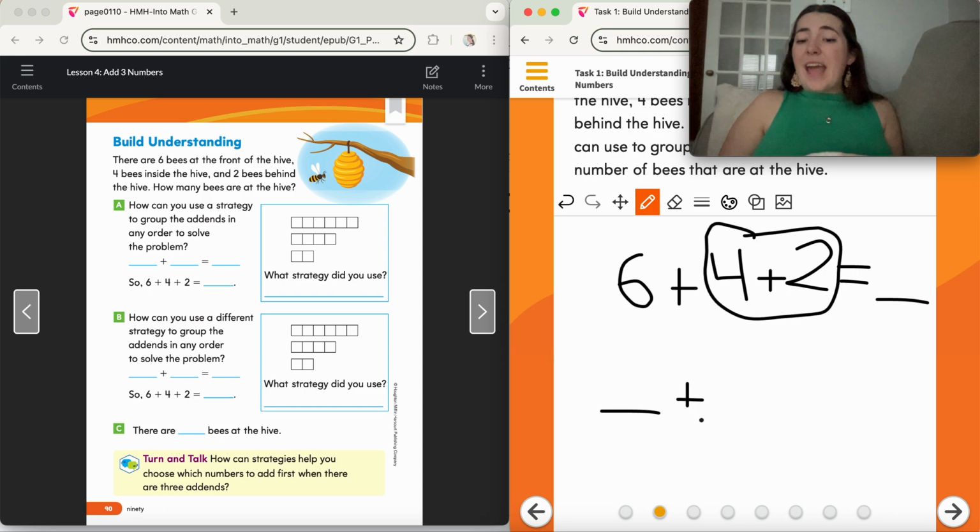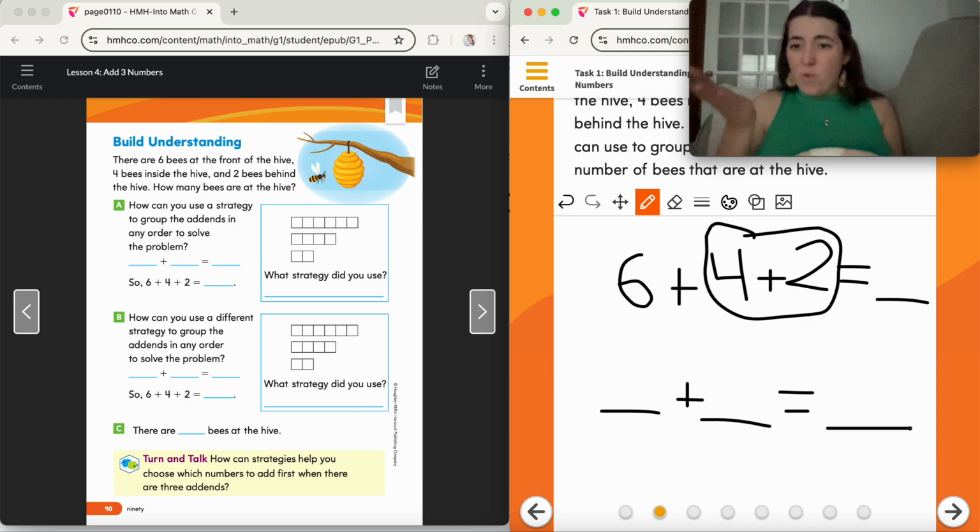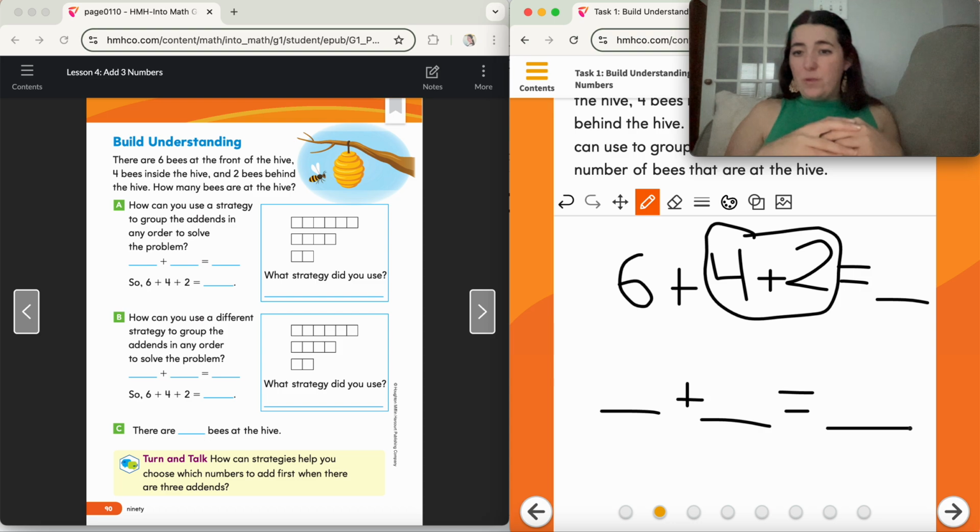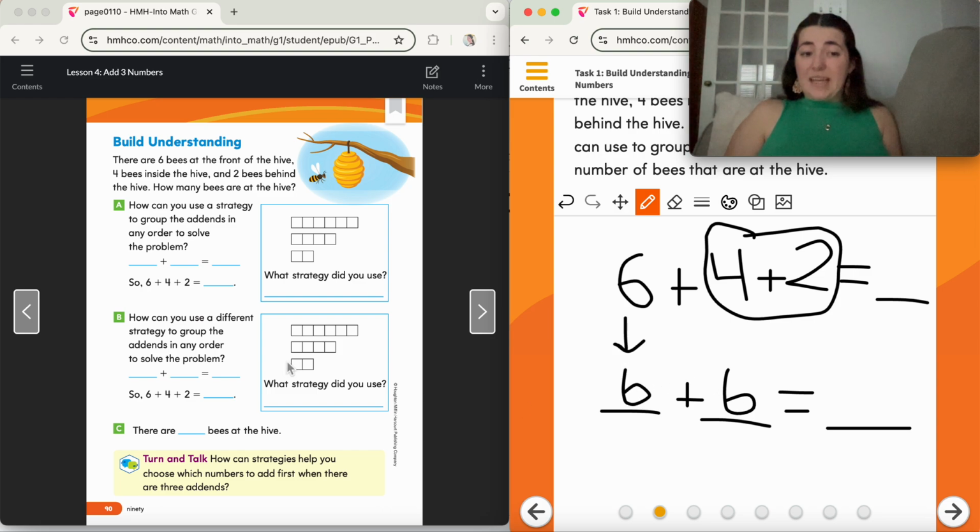So if I add 4 plus 2, what does that give me? Go ahead, pause the video if you need to. Otherwise, tell me what it is. Go. 4 plus 2 is 6. So I'm going to put my 6 here. I'm going to bring this 6 down. So now I have 6 plus 6, which will go here. 6 plus 6 equals, that's a doubles fact, 12. Very good.